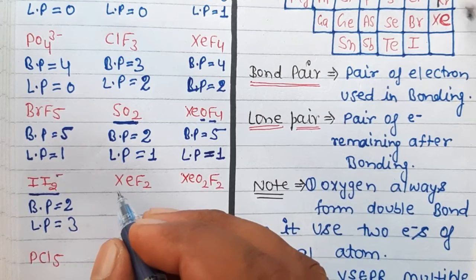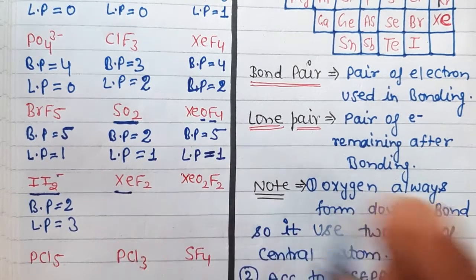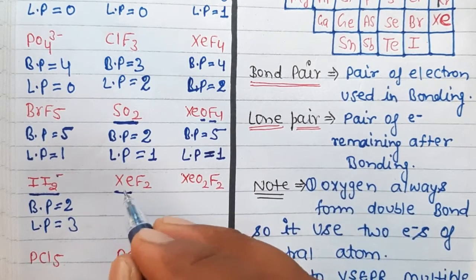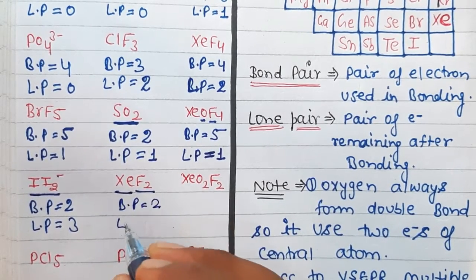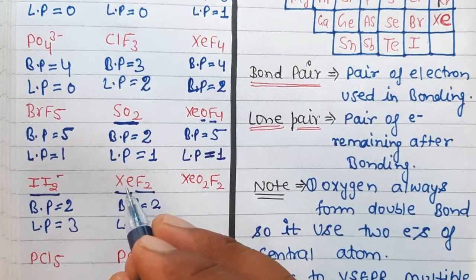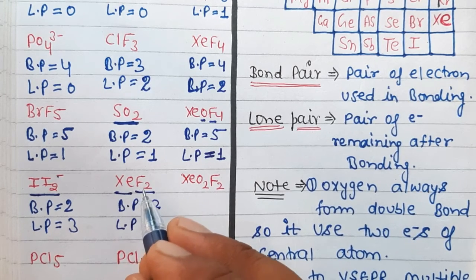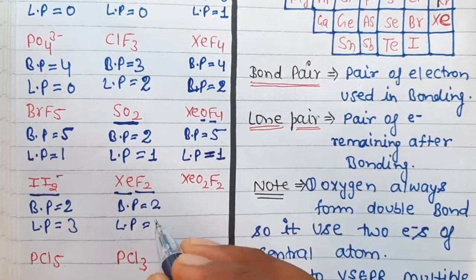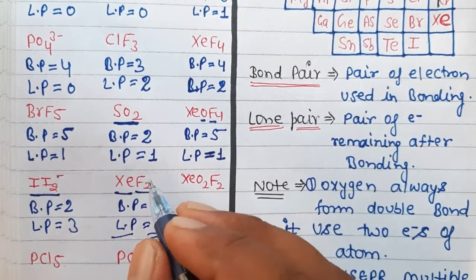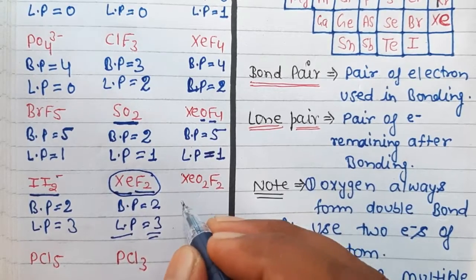Now here xenon has 8 valence electrons and it uses 2 electrons with this fluorine atom, so the bond pair is 2. And the lone pair is what? Because it has 8 valence electrons and it uses 2 electrons with this fluorine, the remaining electrons are 6, and 6 divided by 2 is 3. So the lone pair in this molecule is 3.